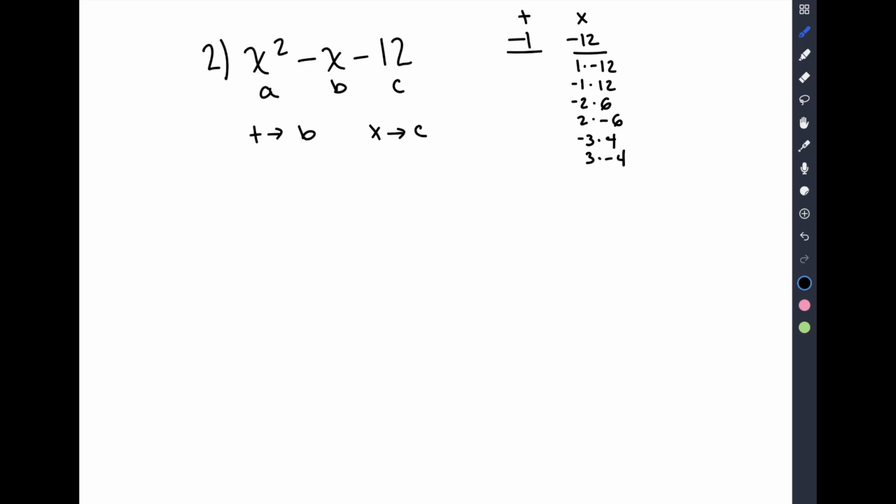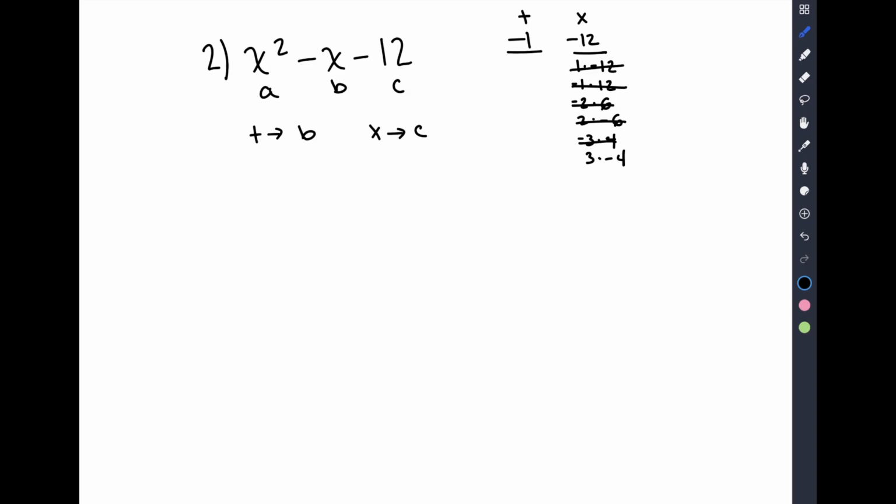Okay, -12 plus 1 will give us -11. So this is not going to work if we want it to equal -1. 12 minus 1 is 11. Again, it's not going to work. 6 minus 2, that's 4. Not working with me. -6 plus 2, that's -4. Again, it's not -1. 4 minus 3 is 1. Nope, we want -1.